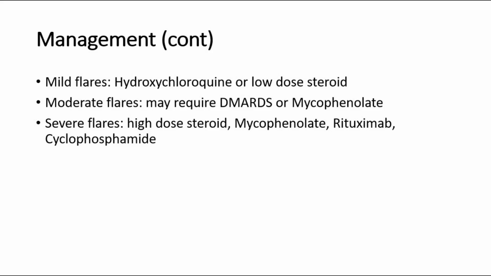So depending on the flare of the SLE, whether it is mild, moderate, or severe, if it is mild where there is no serious organ damage, we can give hydroxychloroquine or low dose steroid. If it is a moderate flare where there is organ involvement, may require DMARDs or mycophenolate. If there is a severe flare where there is life-threatening event or organ-threatening condition, for example hemolytic anemia, nephritis, severe pericarditis, or CNS disease, they will need urgent high-dose steroids, mycophenolate, rituximab, and cyclophosphamide.